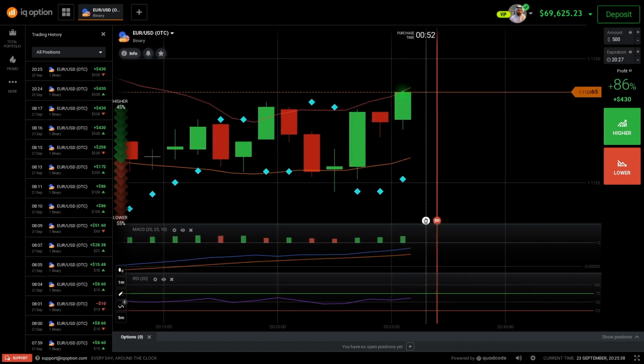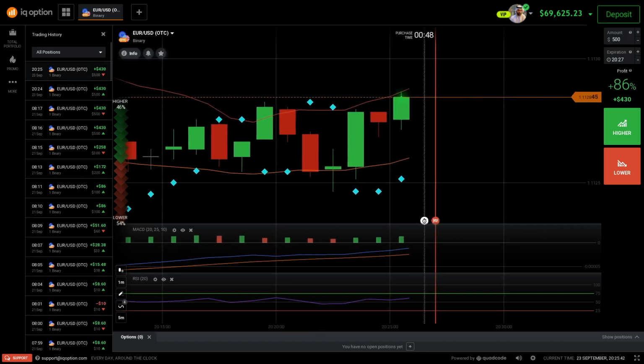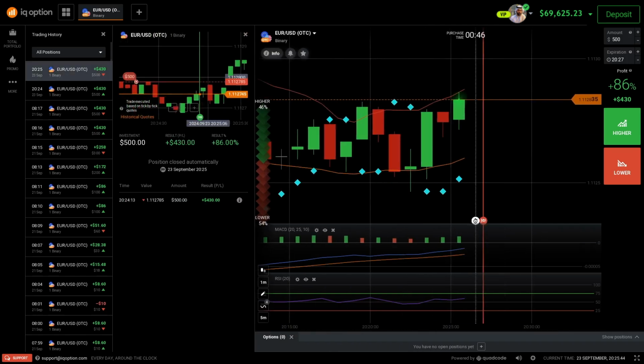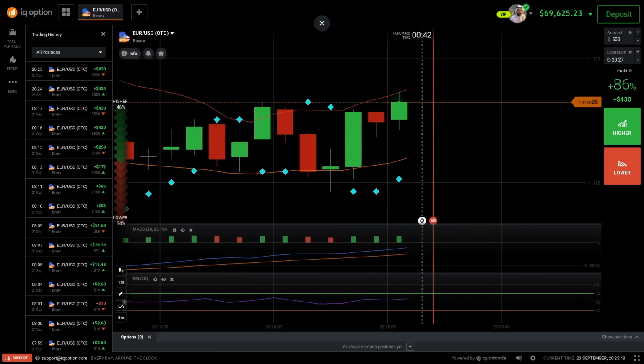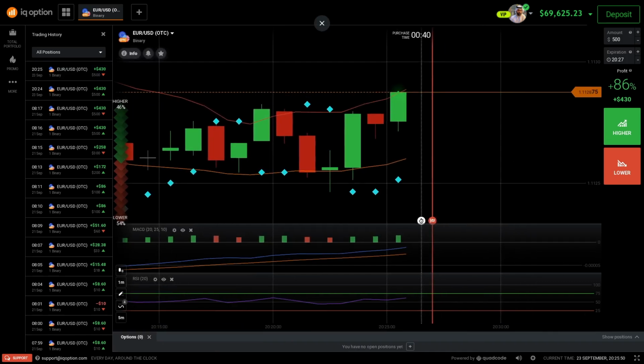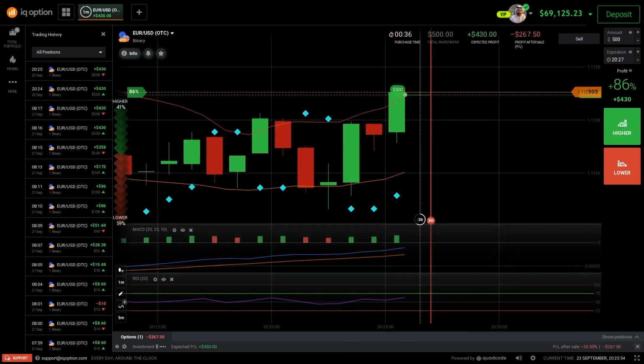I'm just waiting for it. I will see a reversal. This means an uptrend this time. So we opened a down position here, but now we should go and call. Keep it at $500 and let's go up.